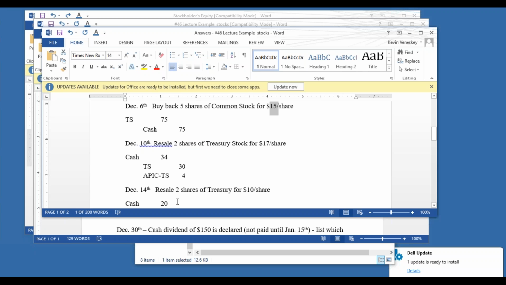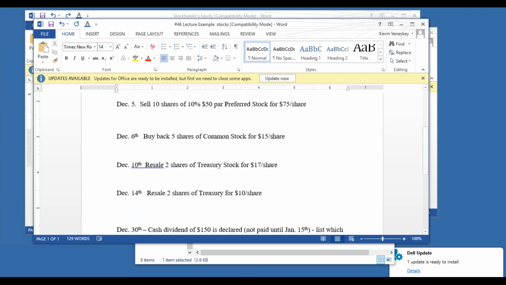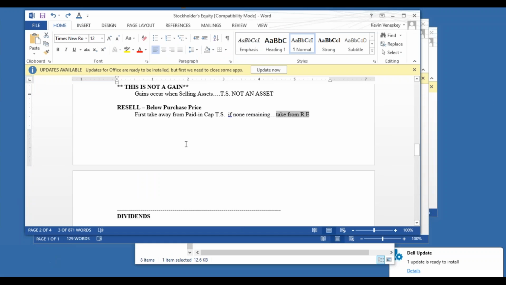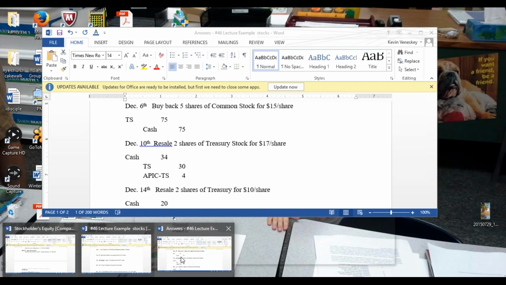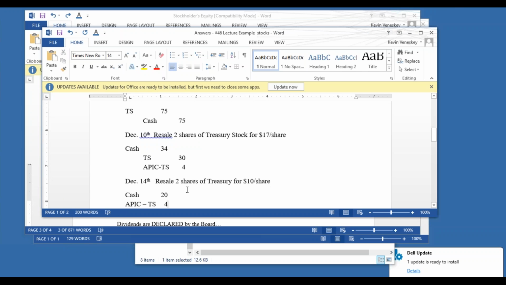Remember, the first thing you do whenever you sell something for a loss, if we go back to my notes, if I sell something for a loss, we first take away any paid-in capital that we may have. And well, we do have some in treasury stock because in my last sale, I did sell it for a little bit of a gain. So the first thing I need to do is take away this gain, because I call it a gain just because I think that's the easiest way to think about it. Remember, it's not actually called a gain. But I take away this gain because I no longer have any gain after I make this sale. That cut into my gain and wiped it out.